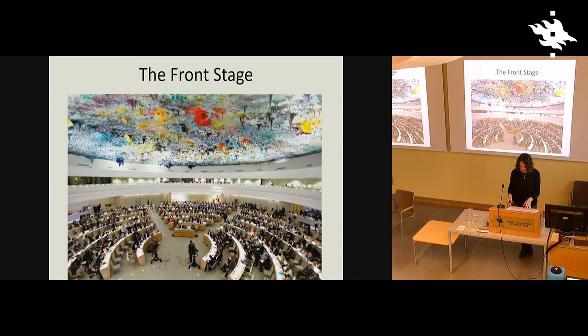And if they cannot take the floor during the interactive dialogue, they can intervene in a number of other ways. They can lobby states to take their recommendation on board. They can organize side events in parallel to each review. They can participate in consultations organized by the state under review during the drafting process of the national report. They can follow up on accepted recommendations, and they can submit information to the UPR secretariat. So information provided by NGOs can be referred to by any of the states taking part in the interactive discussion.